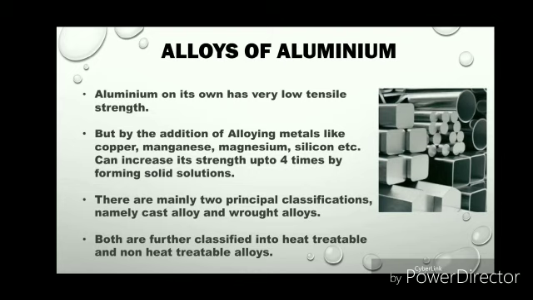Alloys of aluminum. As aluminum on its own has very low tensile strength, the addition of alloying metals like copper, manganese, magnesium, silicon, etc. can increase its strength up to 4 times by forming solid solutions. There are mainly two principal classifications of aluminum alloys: cast alloys and wrought alloys. Both are further classified into heat treatable and non heat treatable alloys.